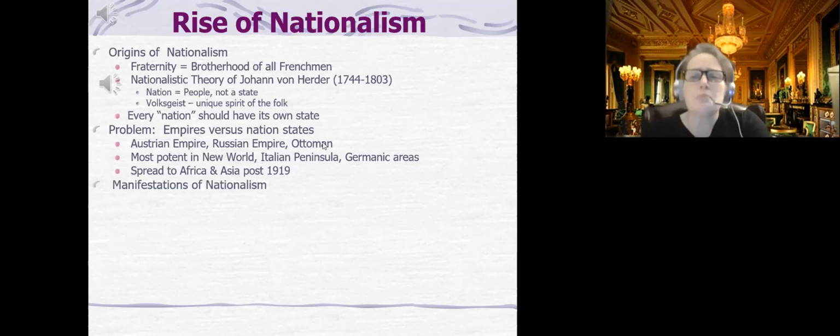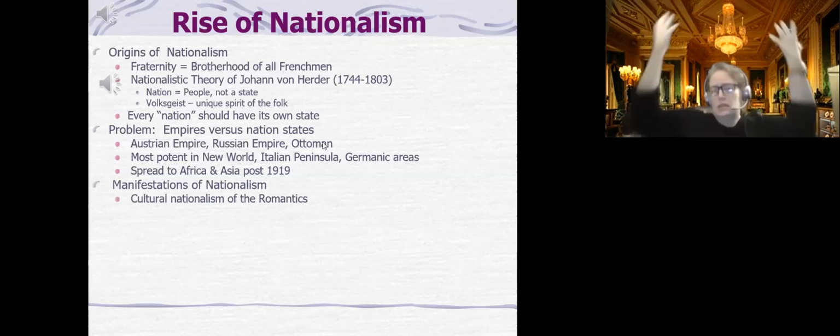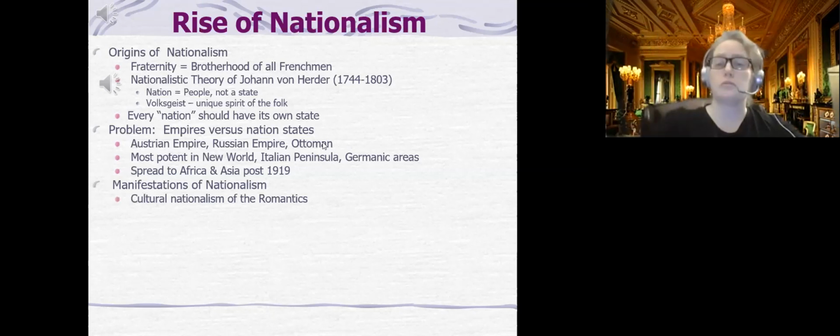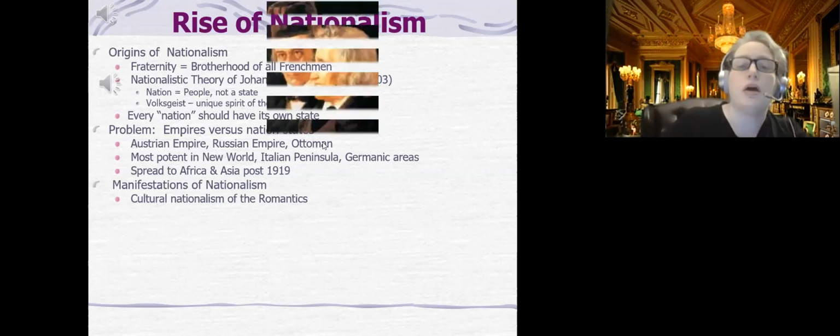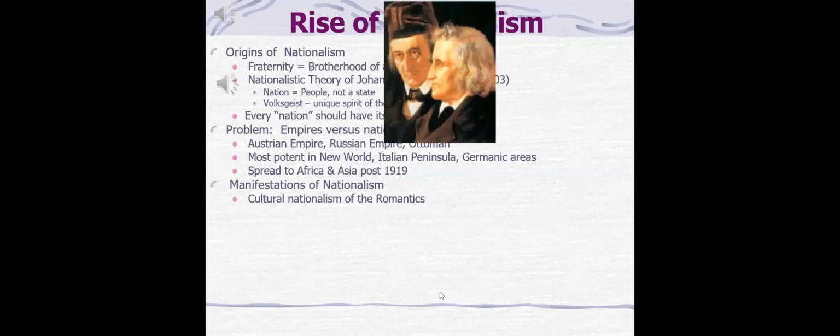Now, there were lots of different manifestations of nationalism. There was the cultural nationalism of the Romantics. We want to identify what this individual Volksgeist is and thereby celebrate it. And it comes out in lots of different ways. It comes out in the writings of these guys right here. This is the Brothers Grimm. They write and collect all the folk tales of Germany. Snow White and Rumpelstiltskin and a host of others.